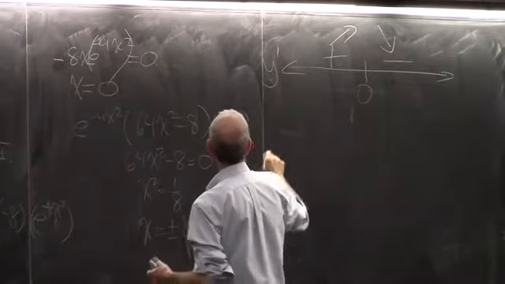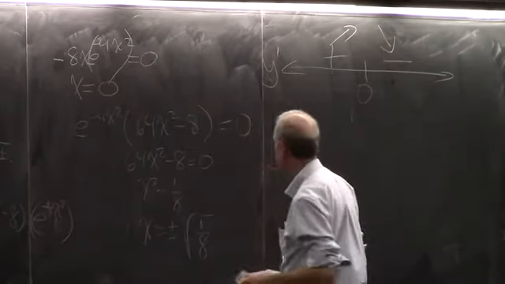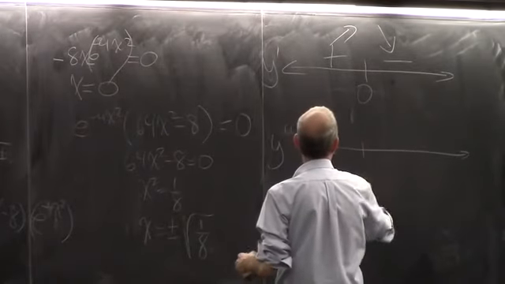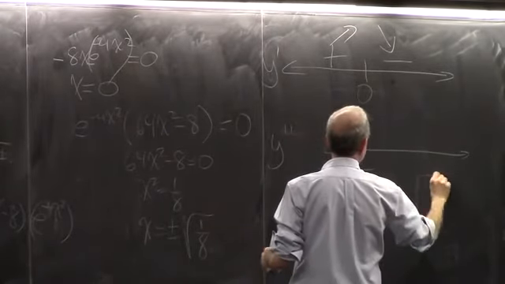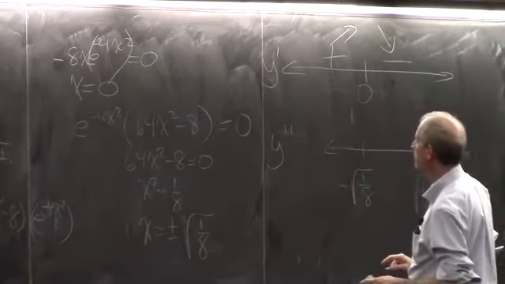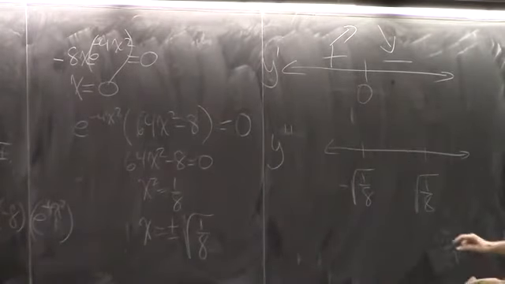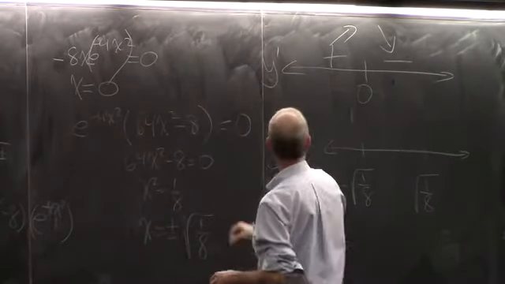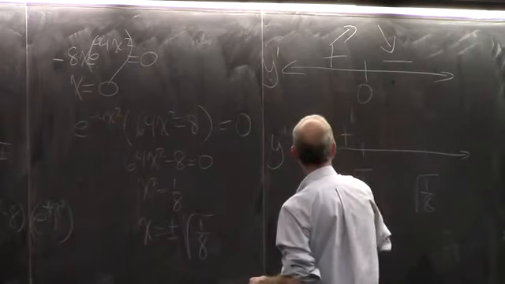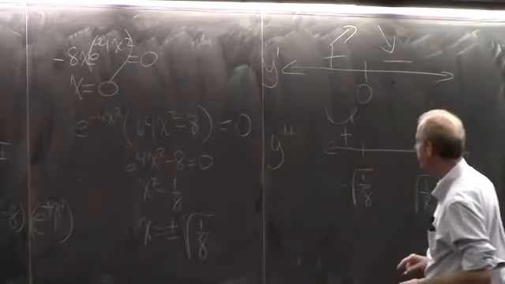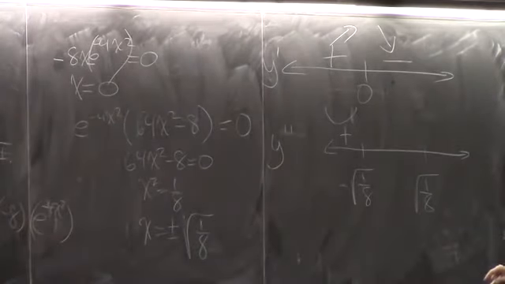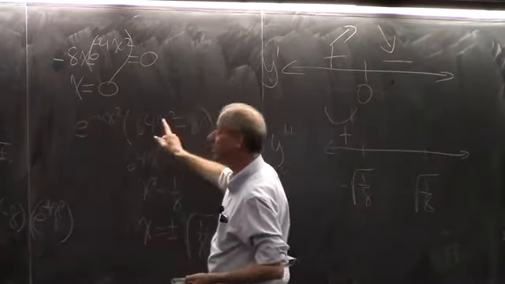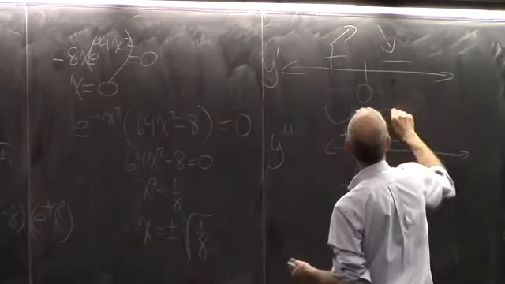Alrighty. Let's do the second derivative. We've got negative square root of 1/8 and positive square root of 1/8. So let's try some values. How about negative 1? This is always positive. 64 minus 8 is positive. So we're concave up in this region. Try a number between negative square root of 1/8 and positive square root of 1/8, like 0. This is positive. 0 minus 8 is negative, so it's negative, so concave down here.